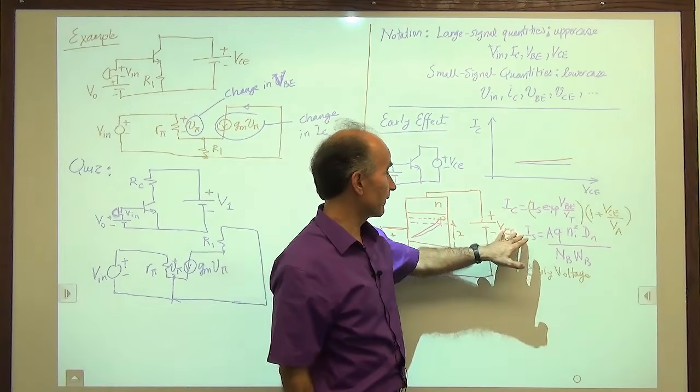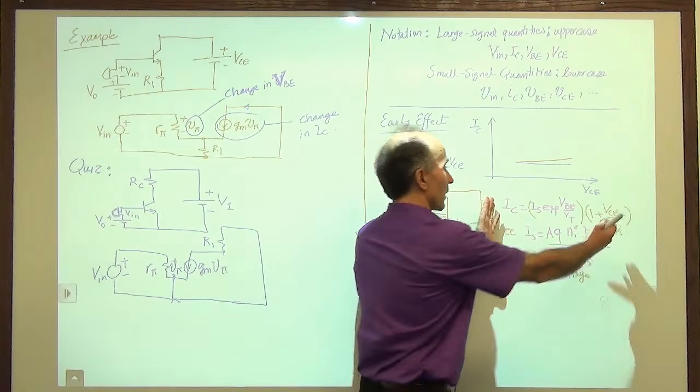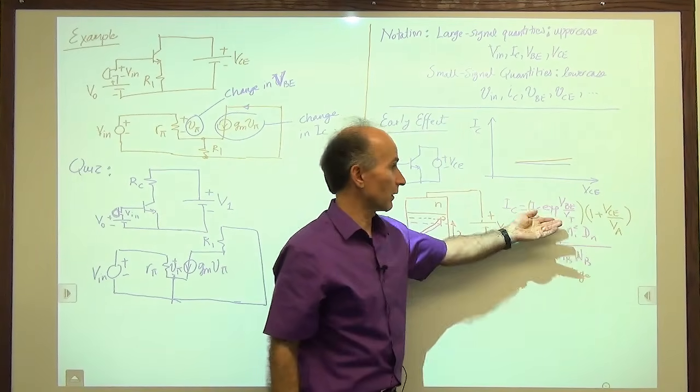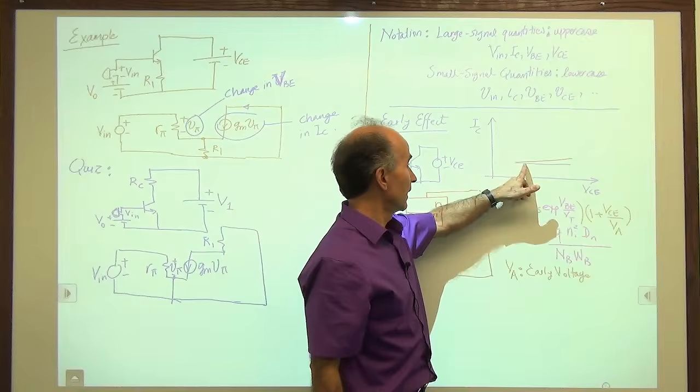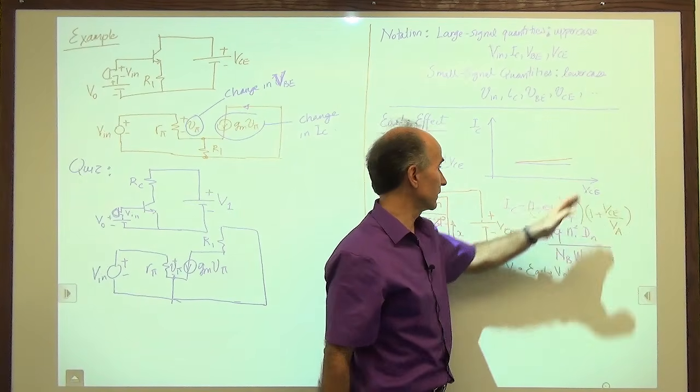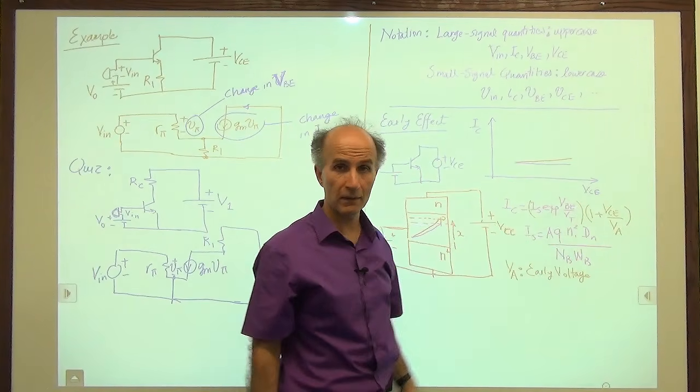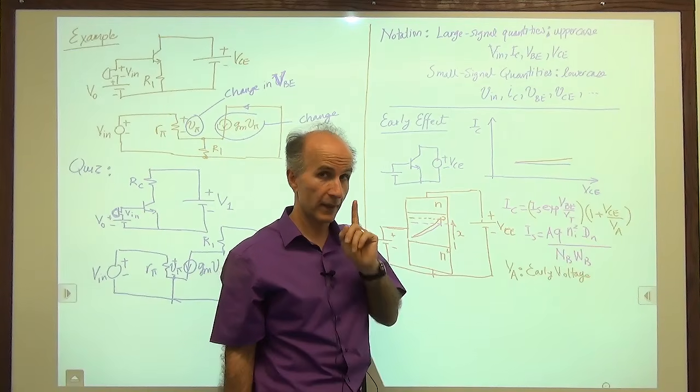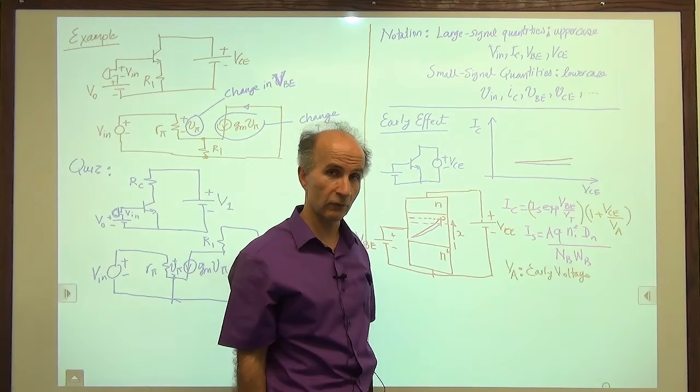But this is what we have in terms of the large signal model of the device. This is called large signal because VCE can vary a lot, VBE can vary a lot, and this is still valid. Of course, as long as we are in forward active region.